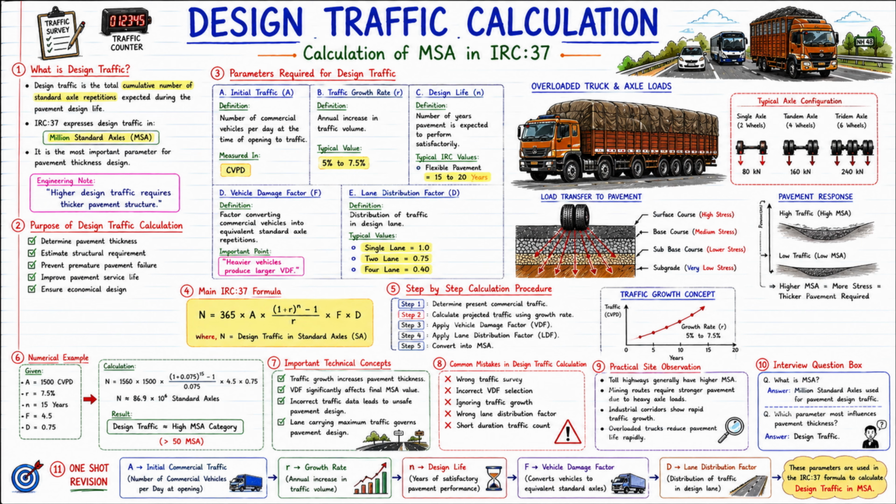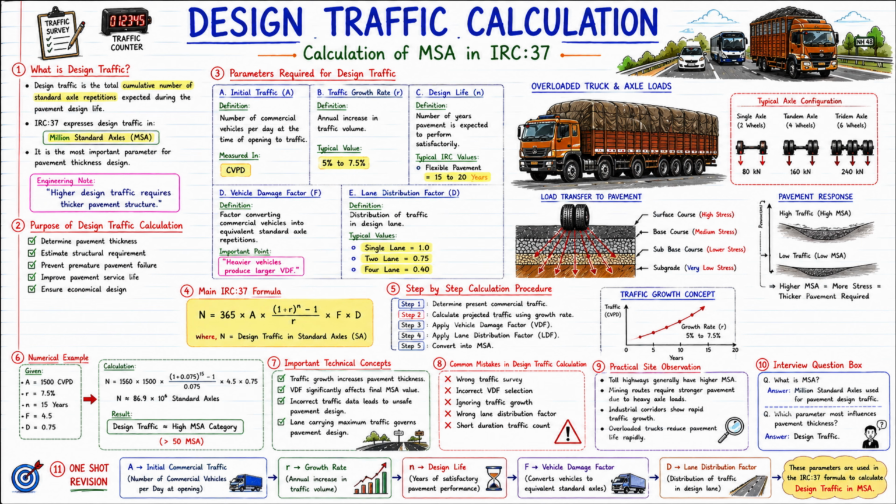And how does MSA come out in IRC 37? The actual design calculation part begins. 1. What is design traffic? Now first of all let us look at the first topic of the slide. It is written here: design traffic is the total cumulative number of standard axle repetitions expected during the pavement design life. Let us understand this line in simple language.